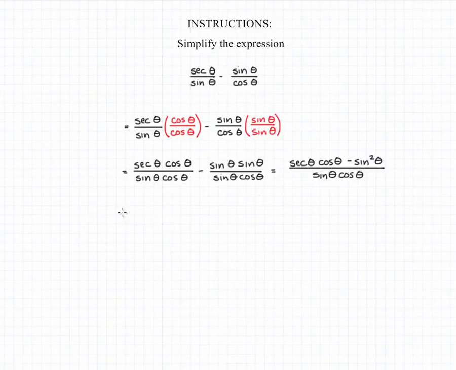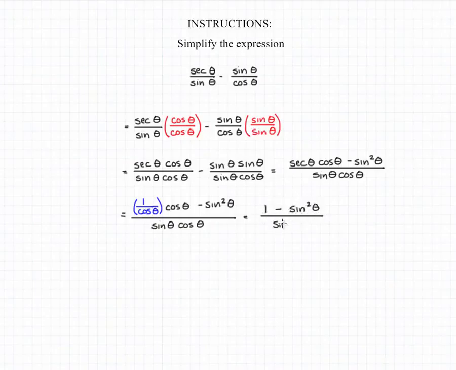Now from here, to simplify a little further, we can remember a reciprocal identity that secant theta is the same as 1 over cosine theta. So we can plug that in. Everything else is going to remain the same. But you can see now, because we have 1 over cosine theta times cosine theta, that that's going to reduce down to 1. We can simplify that out. So we'll have 1 minus sine squared theta all over sine theta cosine theta.